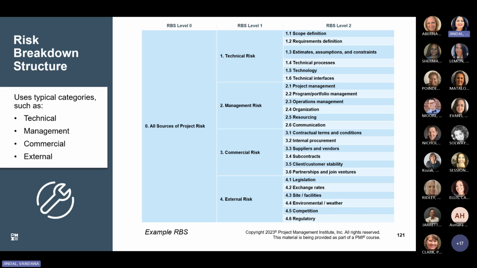Okay, the very first we are going to go over is the risk breakdown structure, which is basically a hierarchical representation of risk, organized by risk categories and subcategories. As you can see, each of these main categories can be broken down into more specific ones, and they can be further subdivided. Some typical categories are technical risk, management risk, commercial risk, and external risk.